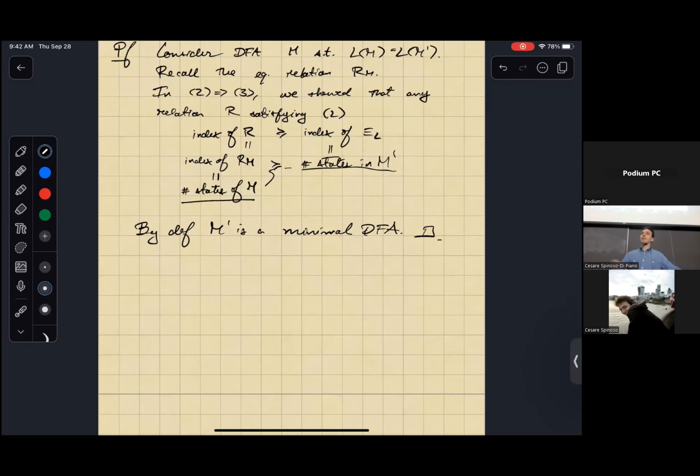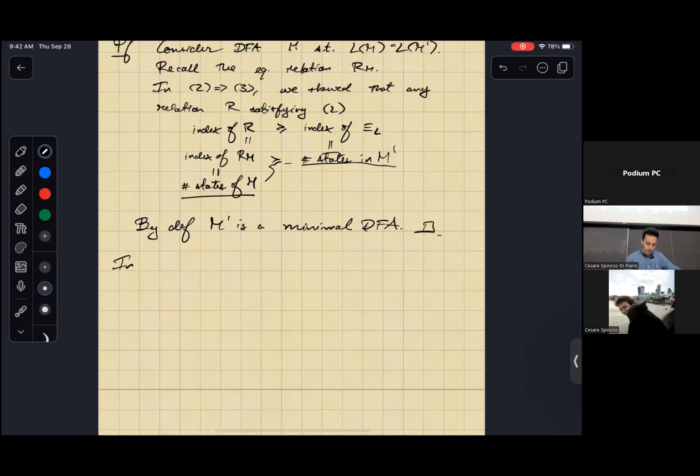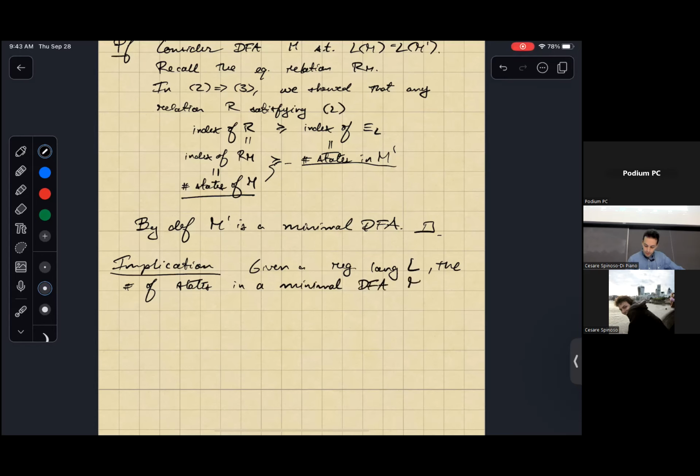Okay. So then there's an immediate implication to this proposition. The implication of this proposition is, given a regular language L, the number of states in a minimal DFA M such that the language accepted by M is equal to L is the index of the Myhill-Nerode relation. So that follows immediately from the proposition we just showed.